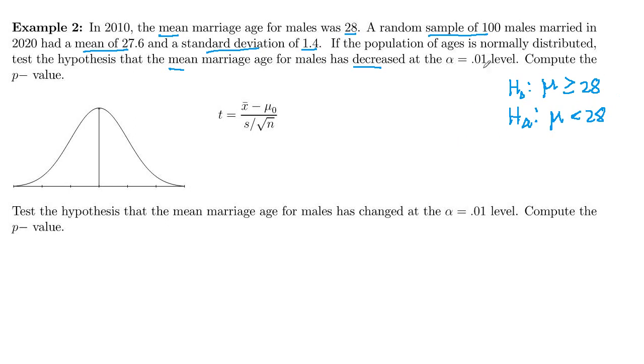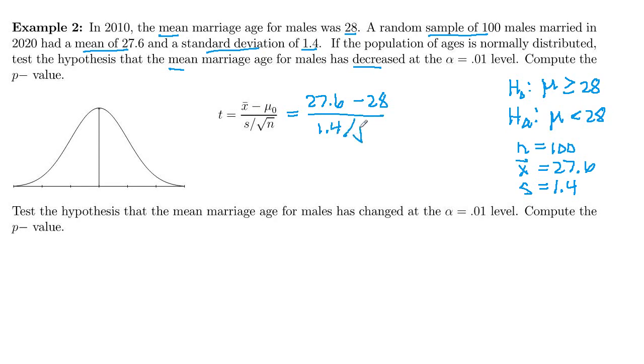And then our sample size n is 100. Our sample mean, so the mean of that sample, is 27.6. And then the sample standard deviation is 1.4, so s is 1.4. So let's go ahead and plug in here. Our x bar value was the 27.6. Mu 0 is what we're testing against, which is 28. And we're dividing by s over root n, so 1.4 divided by square root of 100, which is 10.